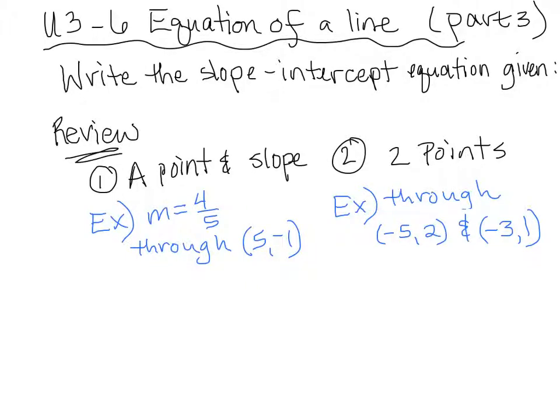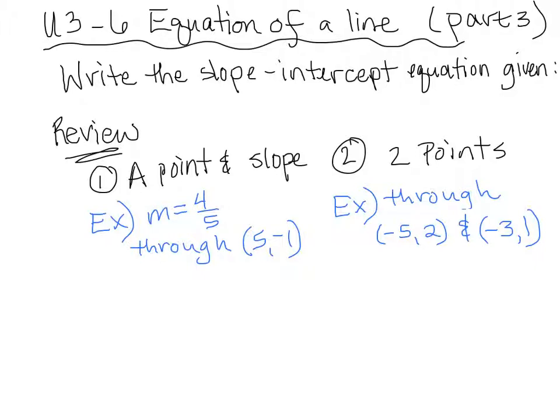This is the Unit 3 Skill 6 video for the equation of a line, and it's the third part of our notes in Skill 6, kind of a long section. And our goal this whole time has been to write the slope-intercept equation given certain kinds of information. So we're going to pause the video.